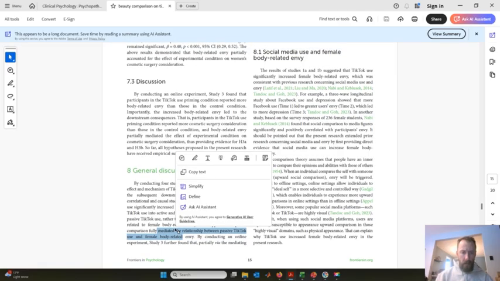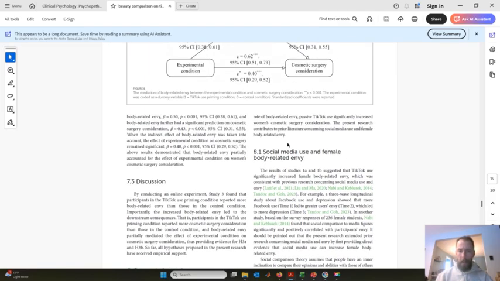It's fine. Study 3 found that TikTok use significantly increased women's cosmetic surgery consideration.